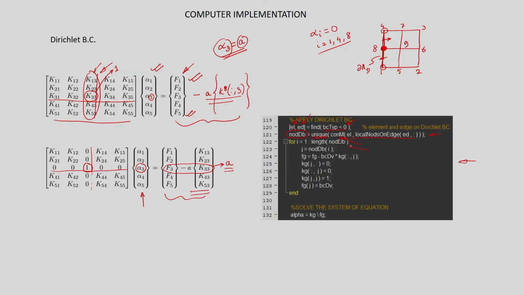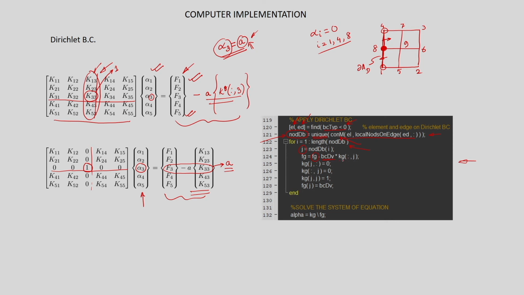Then we are running a loop over the length of the vector node DB. In this case there are 3 nodes on the DB, so it will run from 1 to 3. This is the jth node, so this basically says that alpha 1 has to be equal to 0, and we said how it has to be ensured. First, from the right hand side we have to subtract the value of the Dirichlet boundary, in this case 0, which is equal to basically A equal to 0.